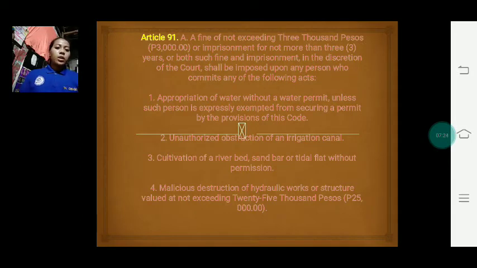So, number 2, unauthorized obstruction of an irrigation canal. 3, cultivation of a riverbed, sandbar, or tidal flat without permission. So, malicious destruction of hydraulic works or structure valued at not exceeding 25,000 pesos.